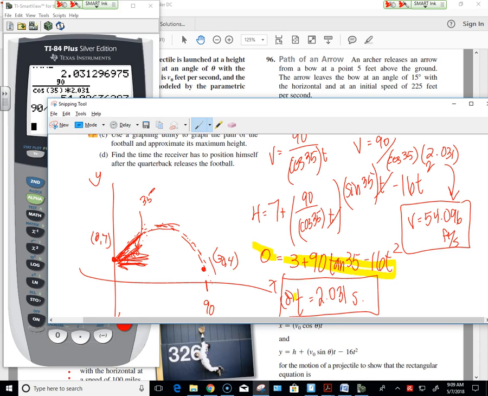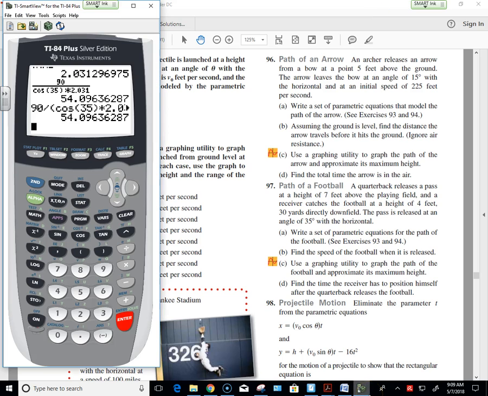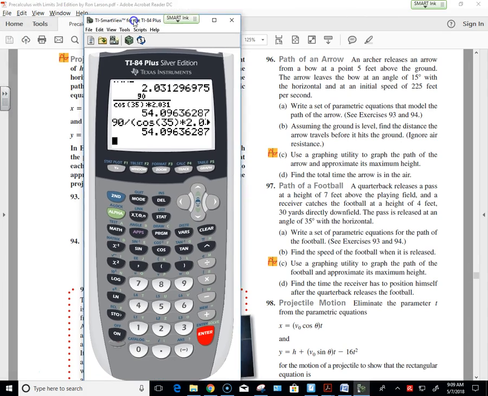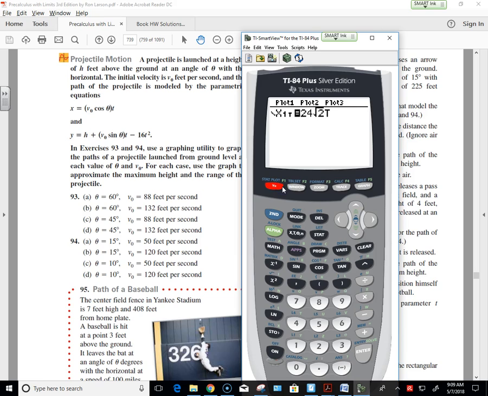Were we missing anything? I think we're just missing letter C, which just says to use a graphing utility to graph the path. So we would go ahead and take those equations that we're supposed to be using, plug in the information that we just found, and we could go to our parametric. And we could graph our v sub naught. We got to be 54-ish. I'll just be super approximate. No, I can remember 54.096. Is that right? Yes.